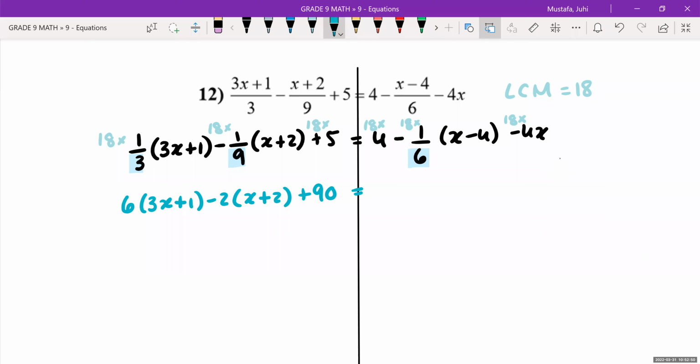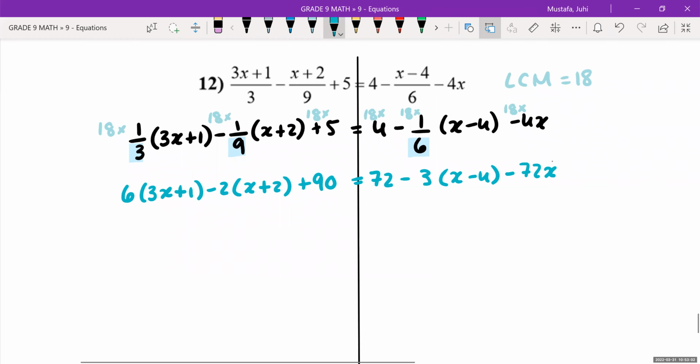What did you guys get for 18 times 4? Good. Minus 3 bracket x minus 4. And then we have another 18 times 4, but this time it has an x. So it's going to be 72x. Those are big numbers, a lot of steps. Go super, super slow to figure this out.